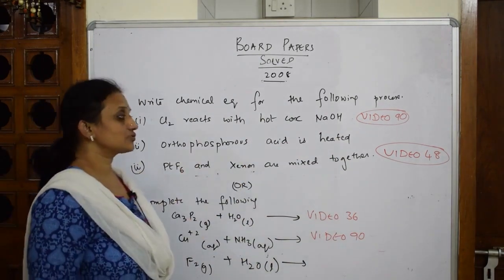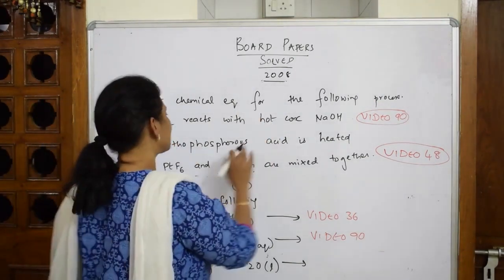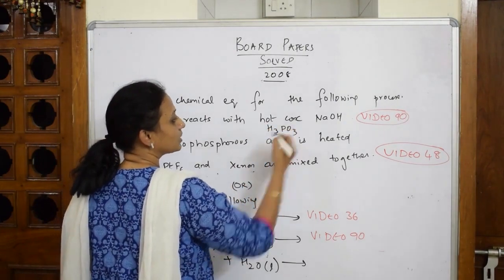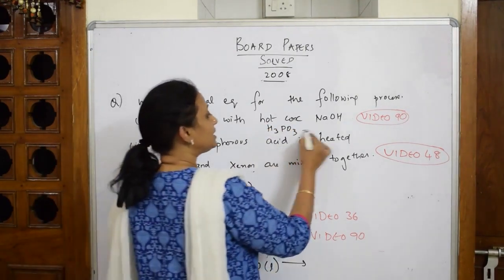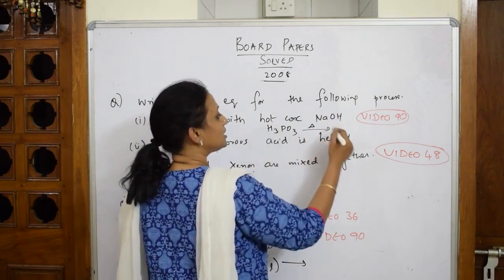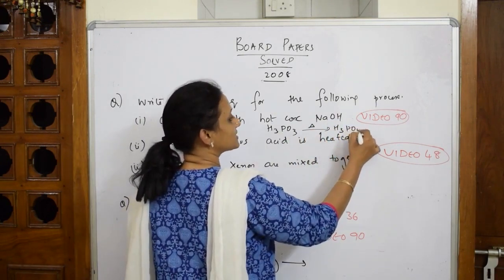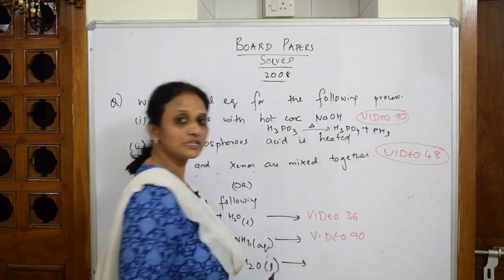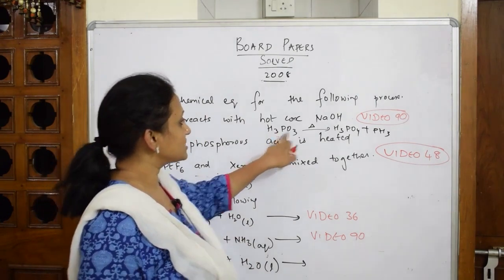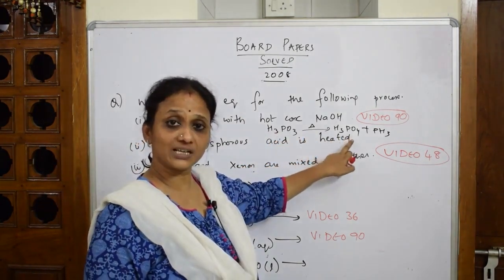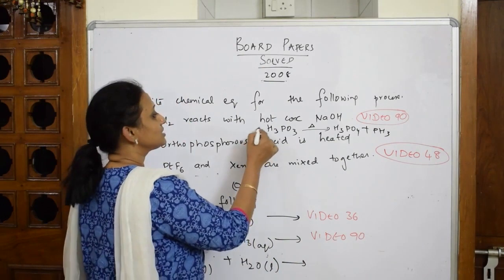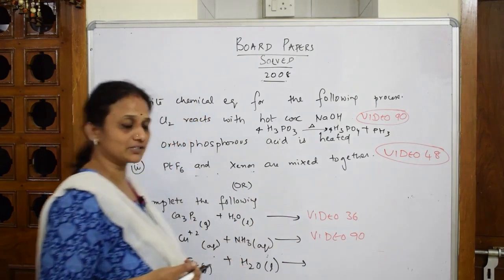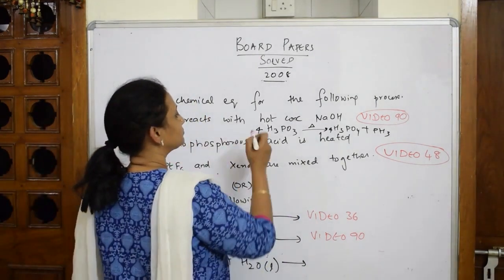Next one, orthophosphorus acid heated. Okay, simple. There's nothing in this reaction. You see here, orthophosphorus acid, what is this? H3PO3, orthophosphorus acid. When you heat this, simple, it gets converted to a higher oxidation state, that is phosphoric acid, H3PO4. Along with that, you also get phosphine. This is basically one of the preparations of phosphine. Orthophosphorus acid on heating gets converted to phosphoric acid plus phosphine. So when I have to balance, let me take 4 and here also 4. That's it. Simple reaction. Let us put this in a box.